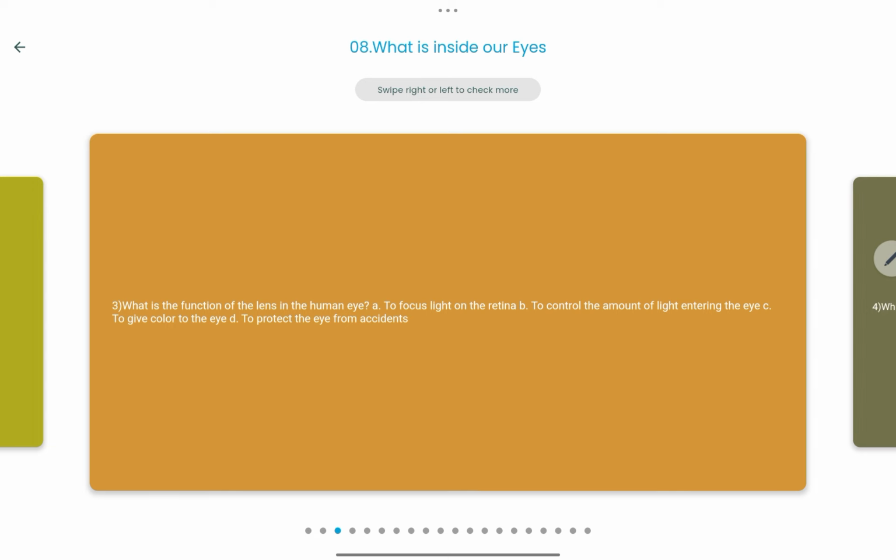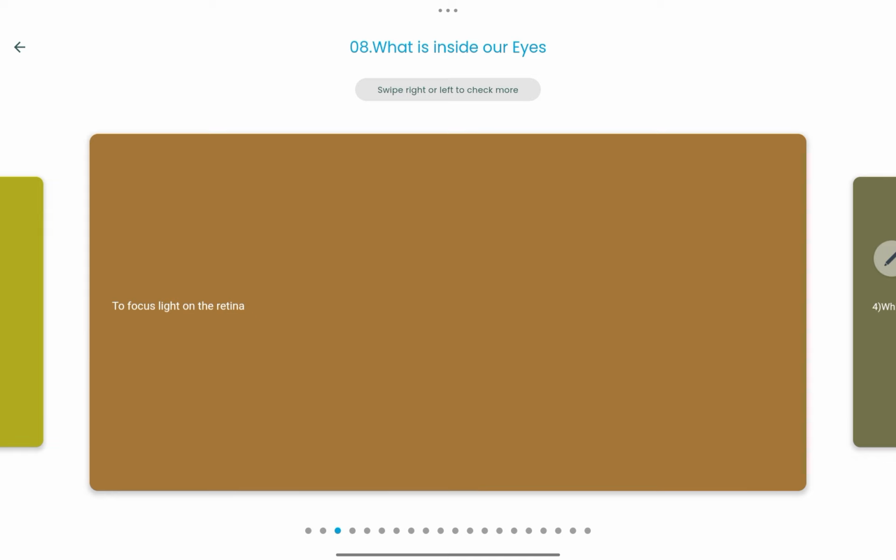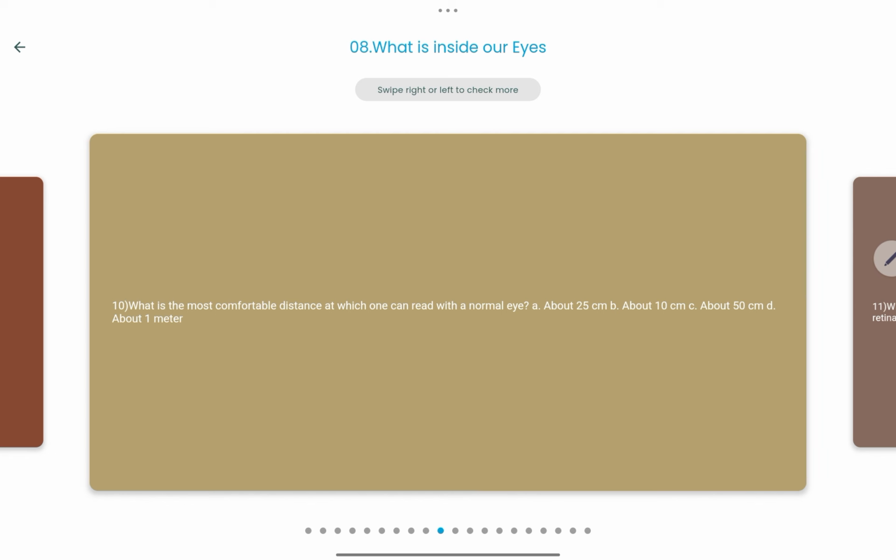And what is the function of the lens in the human eye? To focus light on the retina, is it? Yes. What is the most comfortable distance at which one can read with a normal eye? This is one of the most important ones. Yes, that is about 25 centimeters. Thank you.